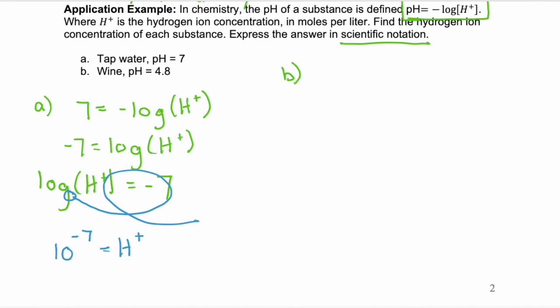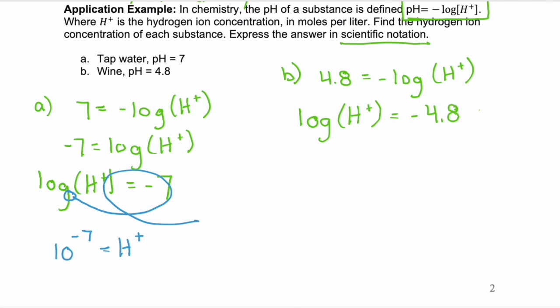Let's look at B. B says that 4.8 equals -log of H+. Now, we're going to do the same steps that we did for the tap water. We're going to divide by the negative so that we put it over with the 4.8, and we're going to rewrite it in the order we're used to. And I'm going to do that all at once. So log of H+ equals -4.8. And we're going to convert this to an exponent. So 10 to the -4.8 equals H+.